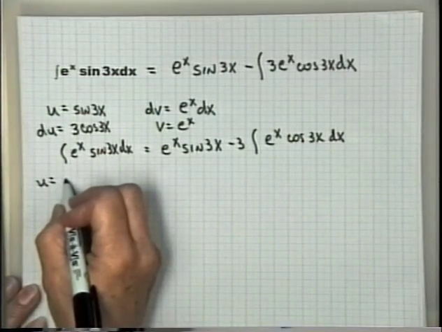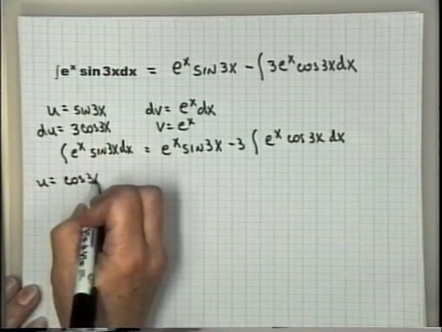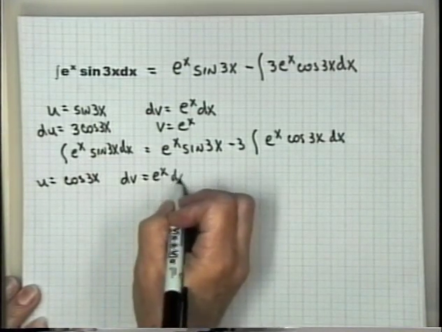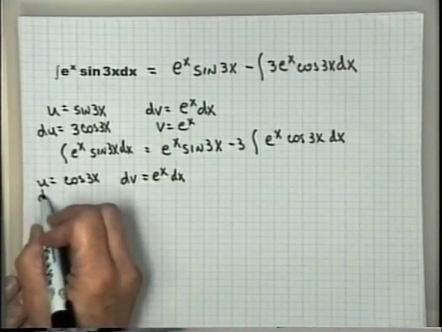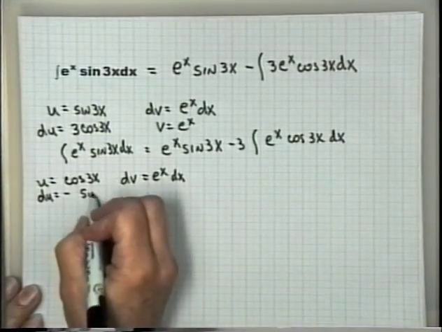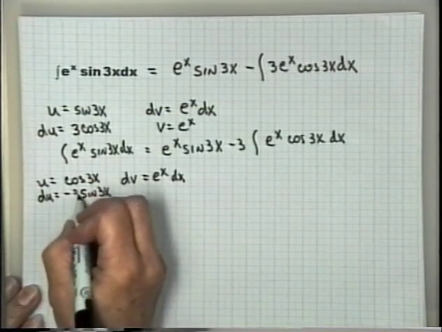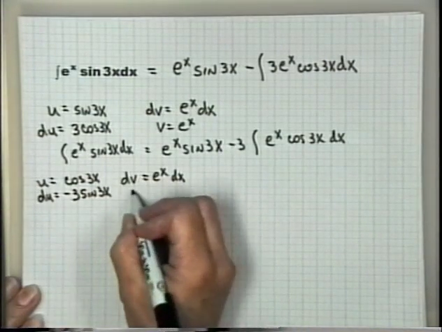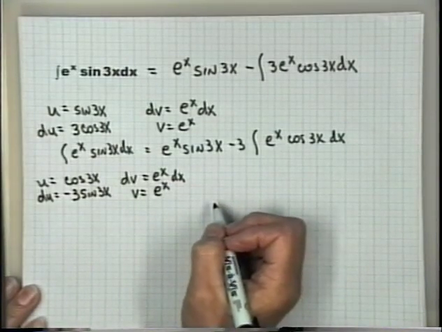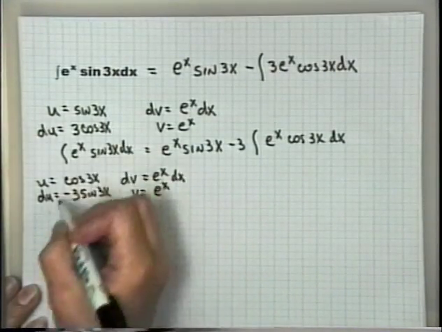I'm going to let u be cosine 3x. I'm going to let dv be e to the x dx again. Okay? So du, the derivative of cosine, is negative sine 3x times the 3, so negative 3 sine 3x. v, of course, the antiderivative of e to the x, is e to the x. So I'm going to pull this thing down again.